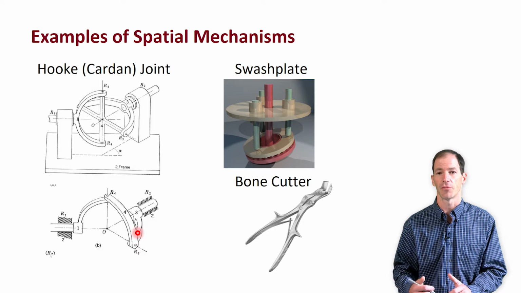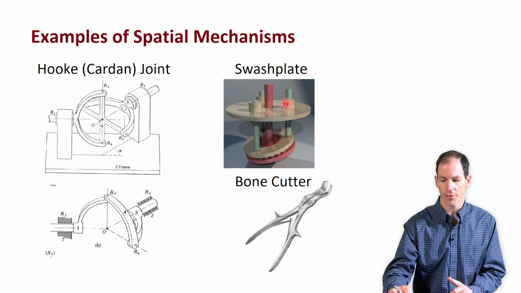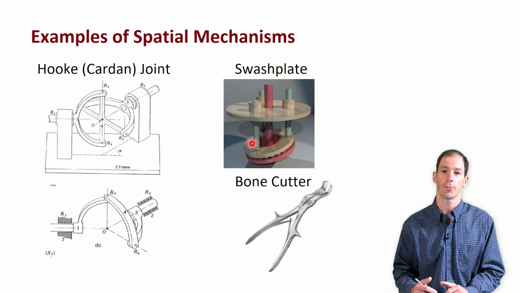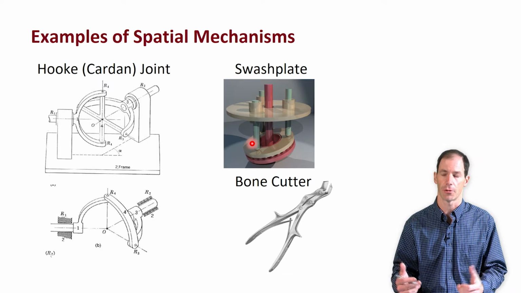Now another example of a spatial mechanism is a swash plate mechanism, where we have rotation of this red shaft right here, which causes this angled plate to rotate. As that angled plate rotates, it causes these pistons to reciprocate back and forth, and this is often used in a pump type of a mechanism or maybe a compressor.